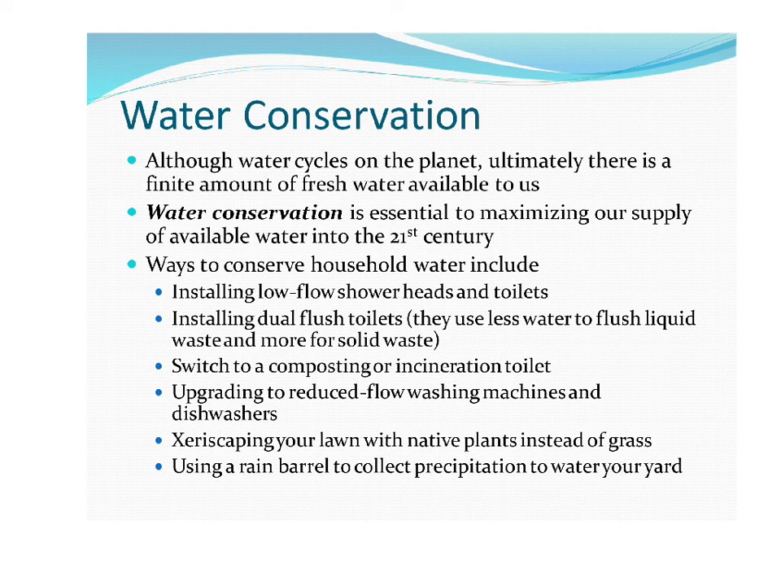You can upgrade to reduced flow washing machines and reduced flow dishwashers. Most of the new appliances that they sell now are water and energy efficient. If you live in an older house, upgrading is a good idea. You can xeriscape your lawn with native plants instead of grass. Plants that are adapted to the climate in which we live is a good idea.